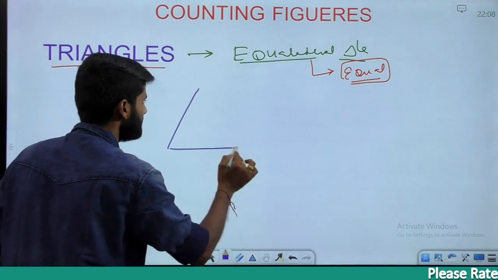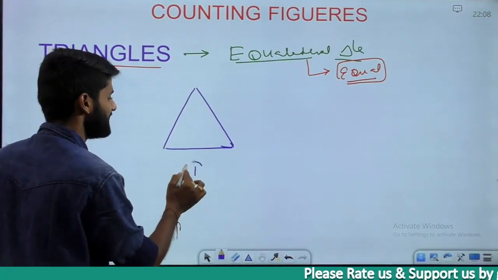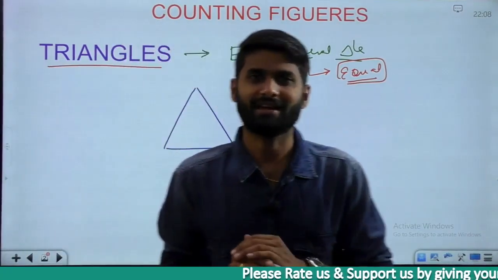First of all, ఇది ఒక ఫిగర్ ఇచ్చారండి. దిస్ ఇస్ ద వన్ ఫిగర్. హౌ మెనీ ట్రయాంగిల్స్ ఆర్ దేర్? So I can say that there is only one triangle.